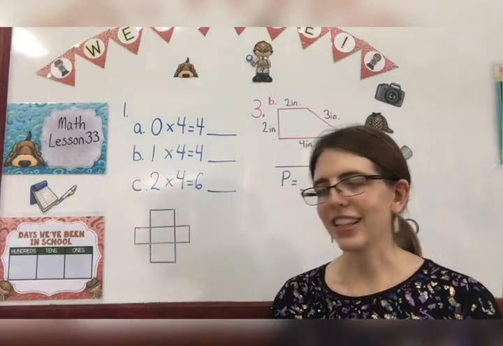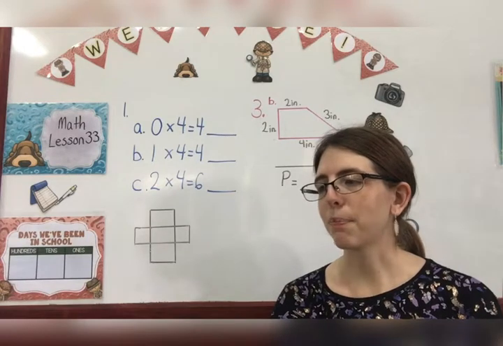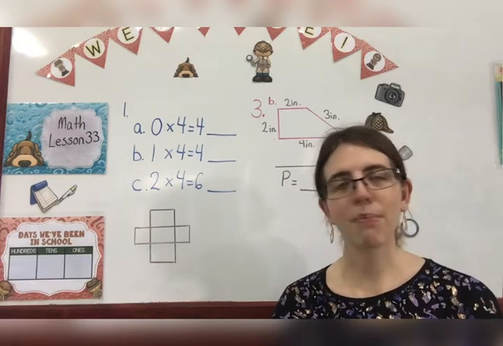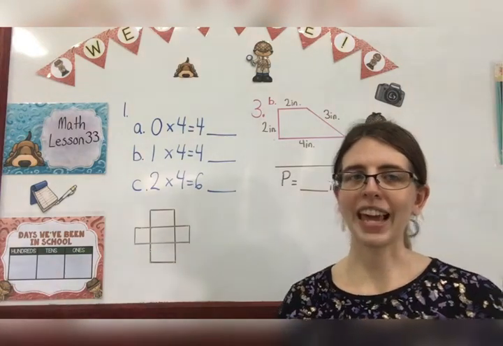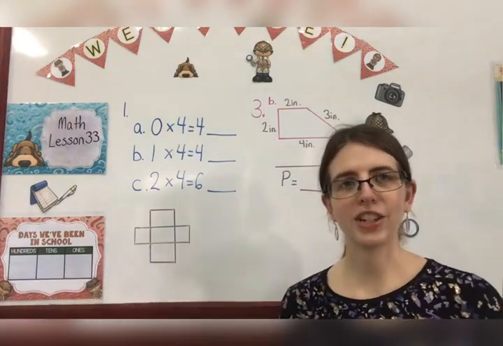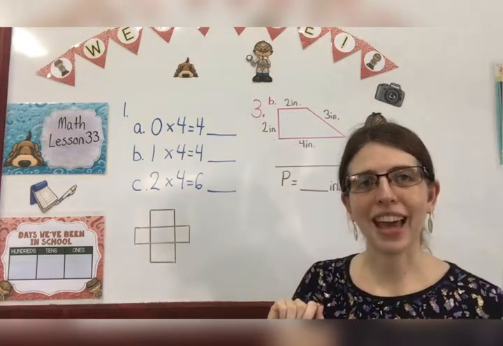Look down at page 65. Number 1 says, circle incorrect products. Write the correct product in the blank. So products, remember, are the answers to a multiplication problem. So let's do the first three together.